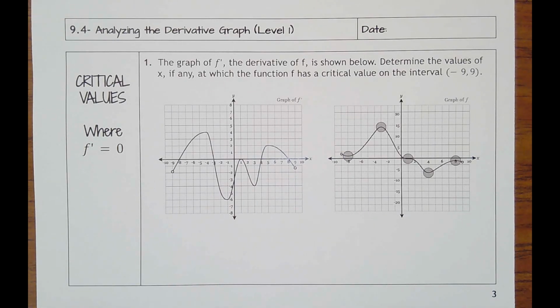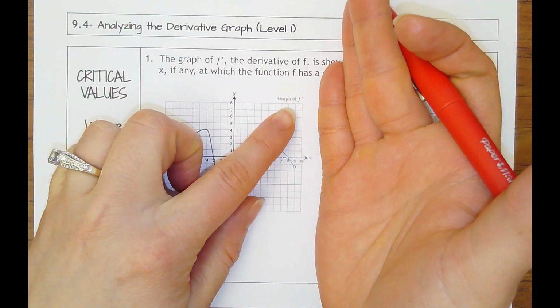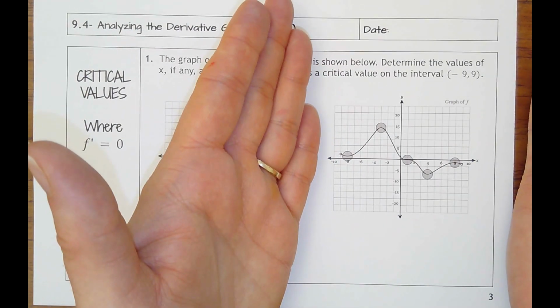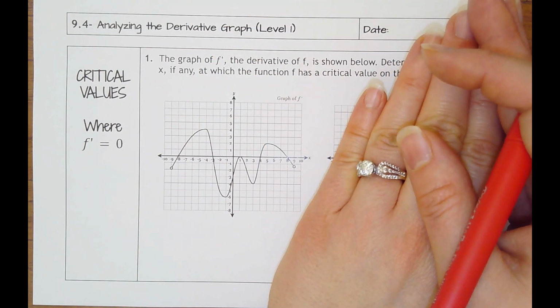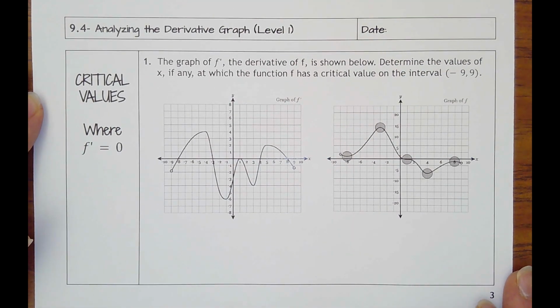Lesson 9.4, Analyzing the Derivative Graph Level 1. So your job here is now to make your mind think backwards. We're going to be given a graph of f prime, and we have to think about what the regular graph would have looked like. This is actually part of the answer, so ignore this for now. I just wanted down here to show you what you're really trying to do.